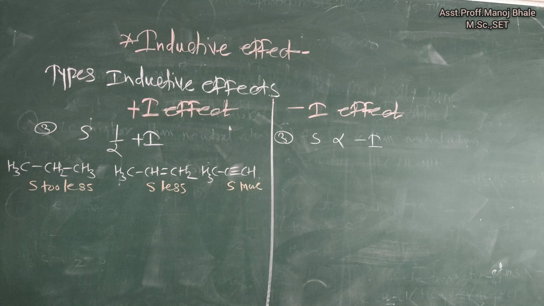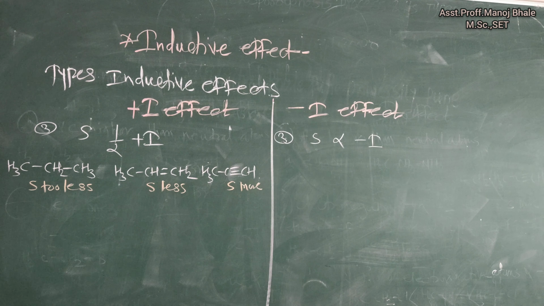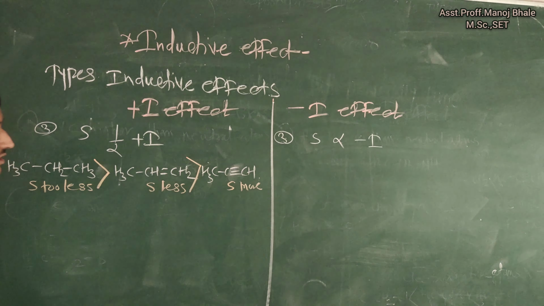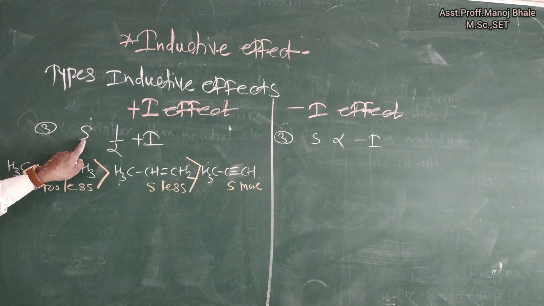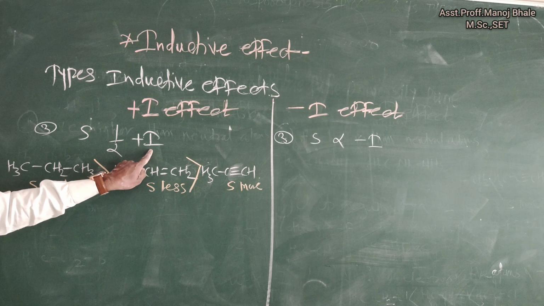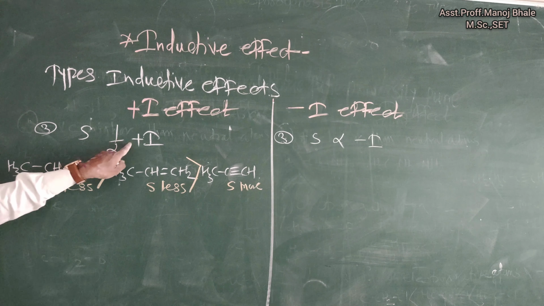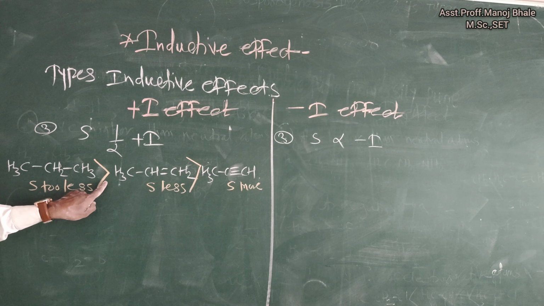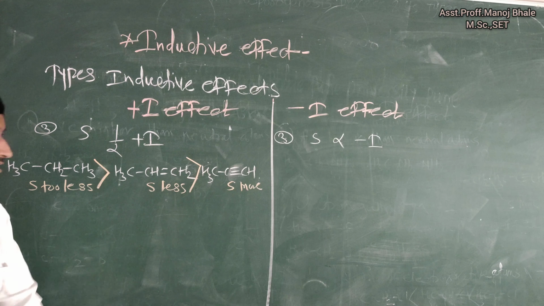So in these three examples, how do we write the order of the inductive effect? In which example is the plus I effect greater? Obviously in the first example, the plus I effect is greater as compared to the second and the third. The rule is that as the S character increases, the plus I effect decreases. That means they are inversely proportional: as the S character decreases, the plus I effect increases. That's why the highest plus I effect is in the first example as compared to the second and the third.